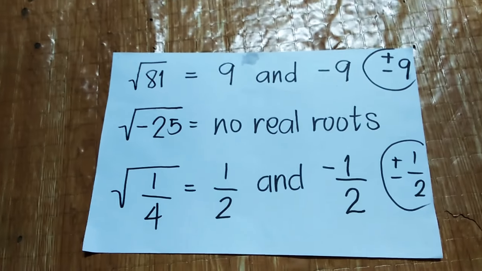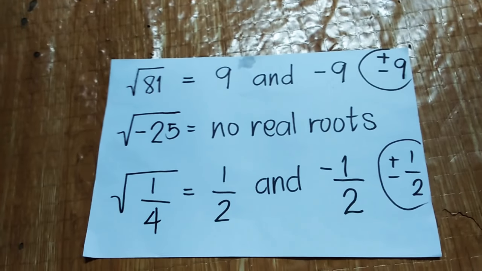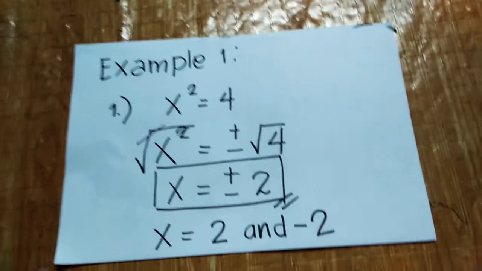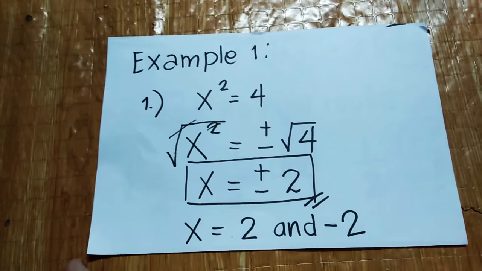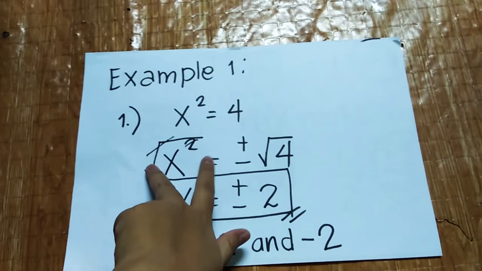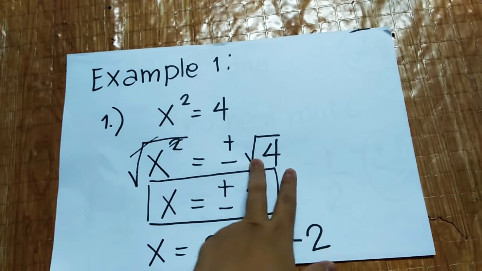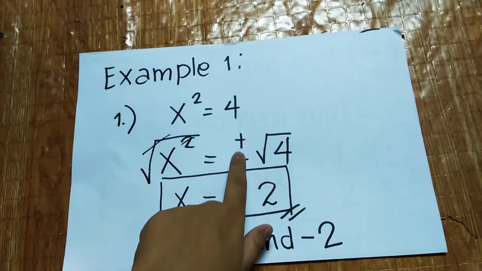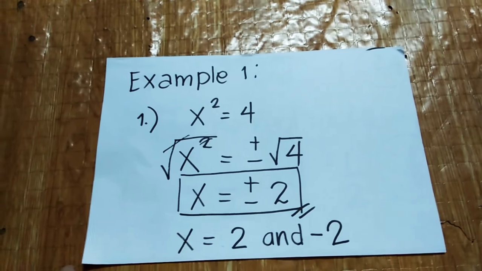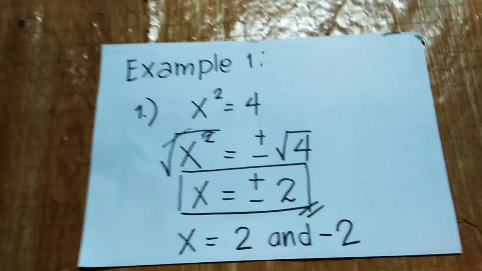Now let's apply it to quadratic equations. Do you remember how to get the square root of a number? Let's have the example here. Number 1: x squared is equal to 4. In the solution, the first thing we did was take the square root of both sides, adding a plus or minus sign. Why positive and negative? Remember that the answer to a square root is always two: one positive and one negative.